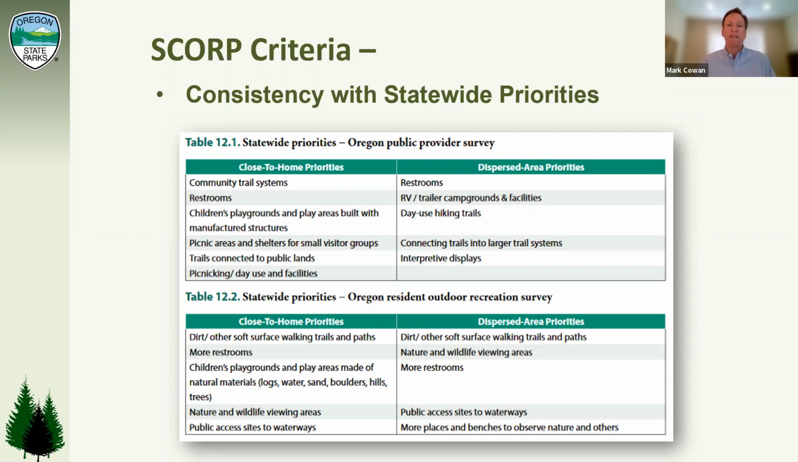So if your project contains community trail systems, restrooms, children's playgrounds and play areas built with manufactured structures, picnic areas, et cetera, these are what you'll want to list in that answer. It's pretty straightforward. It's actually fairly objective. And same thing for the next table down, 12.2, close to home. This is what Oregon residents say that they want to see. And again, if your project touches any of these areas, that's what you want to include in your application as your answer.